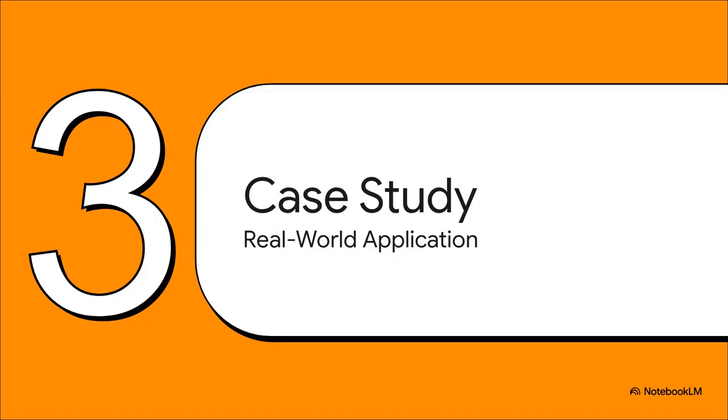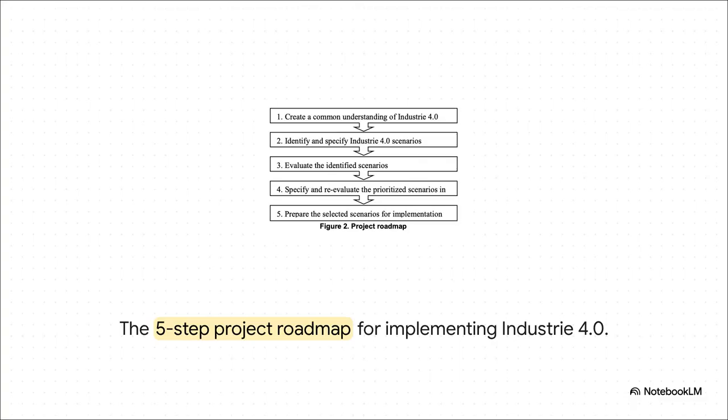Okay, moving on to Section 3, a real-world case study. Let's look at how this actually plays out. A major chemical company actually partnered with universities to implement these exact principles, following a structured 5-step project roadmap. Crucially, step 1 was just creating a common understanding of Industry 4.0. They actually sat their team down and used those 4 design principles we just covered to make sure everyone was speaking the exact same language before they spent a single dime on new tech.